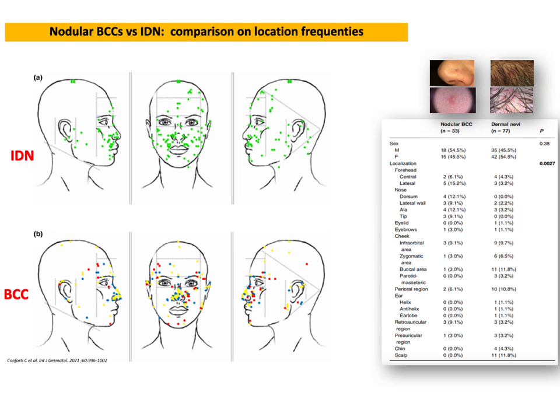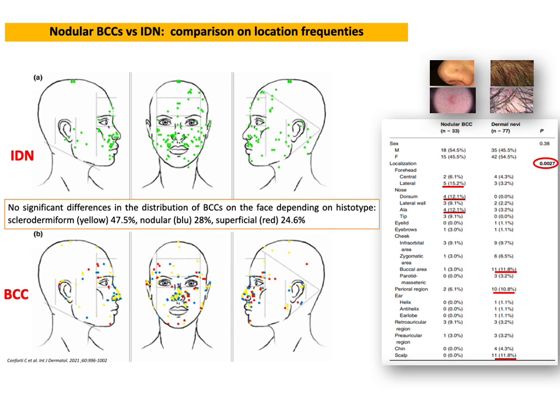But we also recorded the localization of basal cell carcinoma and intradermal nevi, and we saw many differences. First of all, in the localization, there was a significant difference. For example, nodular BCC is more frequently detected on the lateral part of the forehead, on the dorsum of the nose, on the ala of the nose, while dermal nevi are more frequently detected on the buccal area, perioral region, or on the scalp, while no significant differences were found in the distribution of basal cell carcinoma of the face according to histotypes.